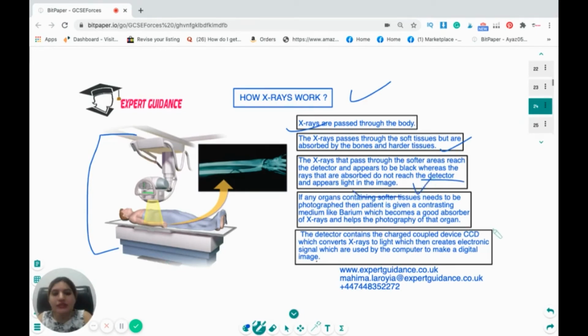If any organ containing softer tissues needs to be photographed, then the patient is given a contrasting medium like barium, which becomes a good absorber of X-rays and helps the photography of that organ. The detector contains a charge-coupled device which converts X-rays to light, which then creates electronic signals which are used by the computer to take the digital image. So you need to remember that X-rays pass through the softer areas and appear black, whereas they are absorbed by the harder areas and do not reach the detector and appear light in the image.